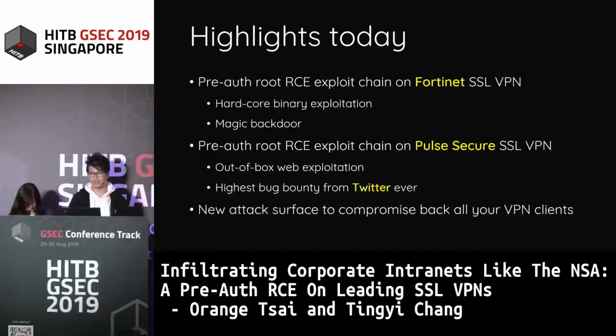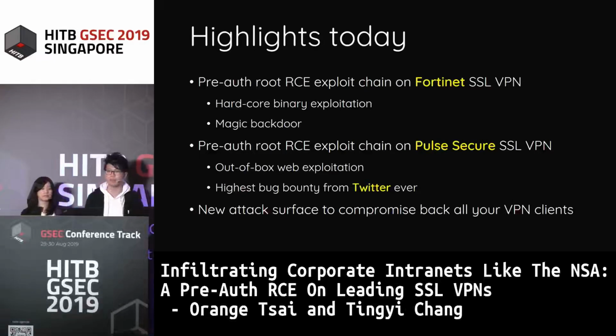Here are the highlights today. We will disclose pre-auth remote code execution on both Fortinet and ProSecure SSL VPN. In the Fortinet case, we will show you the hardcore but reliable binary exploitation with a magic string to open the door. In the ProSecure case, we will present out-of-the-box web hacking and how we bypassed the two-factor authentication on Twitter and hacked into their most important server. Last but not least, we will introduce how we leverage a hidden feature to take over not only your SSL VPN, but also all of your clients.